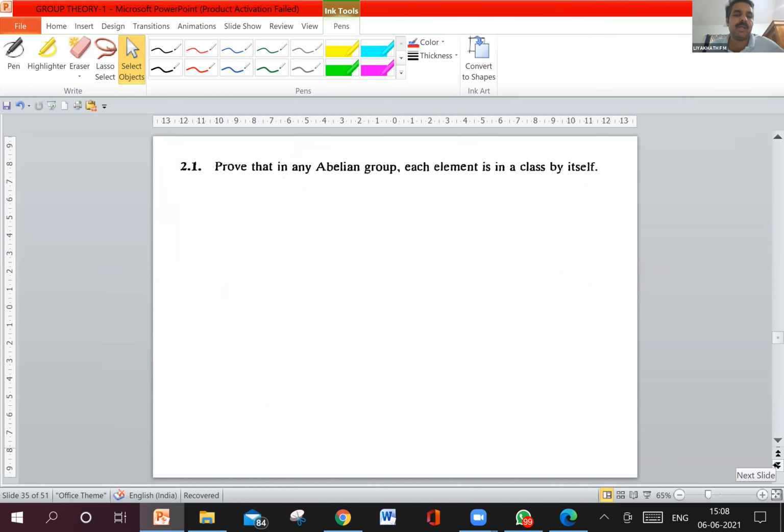Yes, this is a question, and this question is there in the exercise part of the Cotton textbook. Prove that in any abelian group, each element is a class by itself. This I have already taught you. Please tell me the answer. Prove that in any abelian group, each element is in a class by itself. This question is there in the exercise part of Chemical Applications of Group Theory by F.A. Cotton. Please give me the answer.